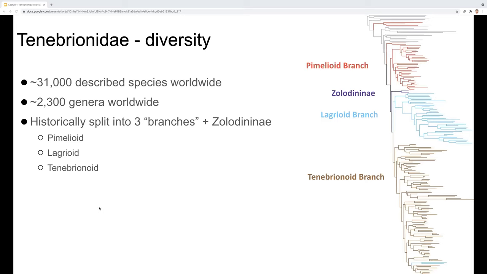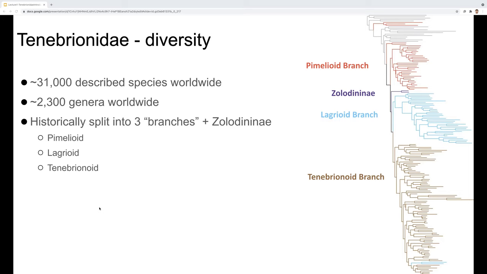So, diversity. About 31,000 described species worldwide. This is a new tally of some recent cataloging efforts. The old number that was often floated for the last 10 or so years was around 20,000. So there's quite a few described species worldwide. Of course, we all know within insects, that's nowhere near the actual diversity that likely exists in the world, but 31,000 described species arranged into about 2,300 genera worldwide. So a pretty large group of beetles.